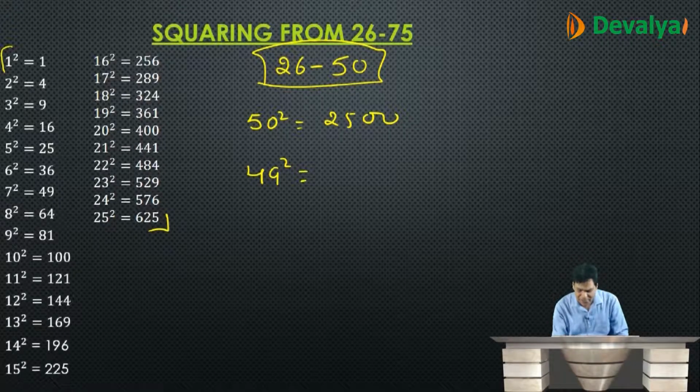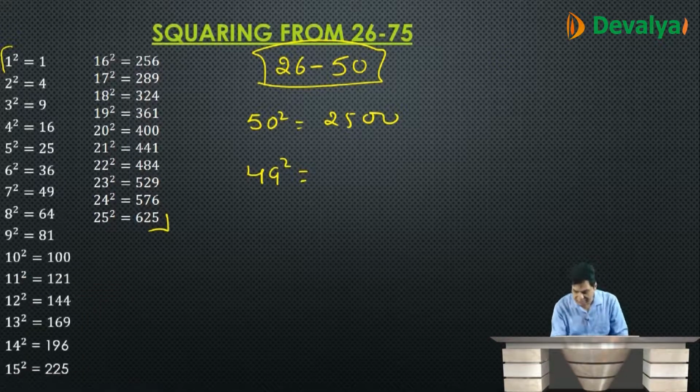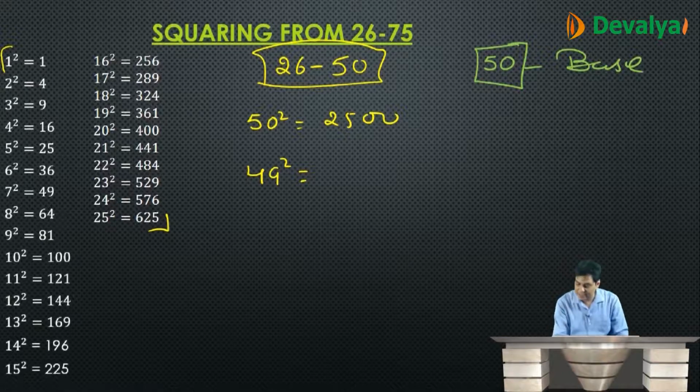Look here, in the very first step, I took 50 as a base. I am going to change the color of my pen. Since 50 is the base number, I subtract 50 from 49. The answer would be negative 1. And I subtract this difference from 25. This gives me the first two digits, that is 24.